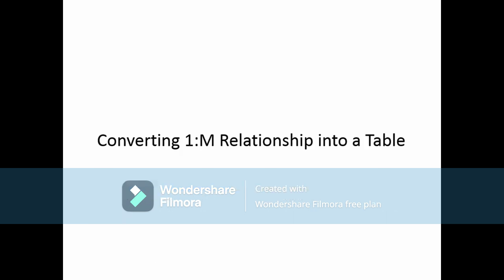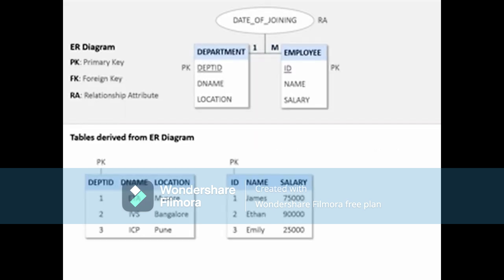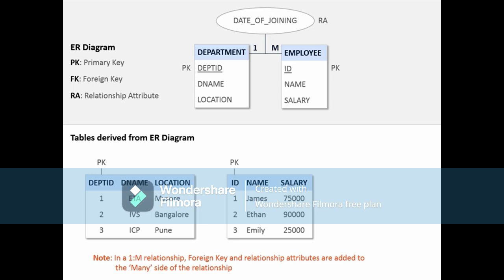Next, we'll see an example of converting a one-to-many relationship into tables. We see the ER diagram and the equivalent tables. In a one-to-many relationship, foreign key and the relationship attributes are added to the many side of the relationship. Here, one department can have many employees, but an employee can work in only one department. Therefore, we pick the department ID from department table and add it as a foreign key in the employee table.